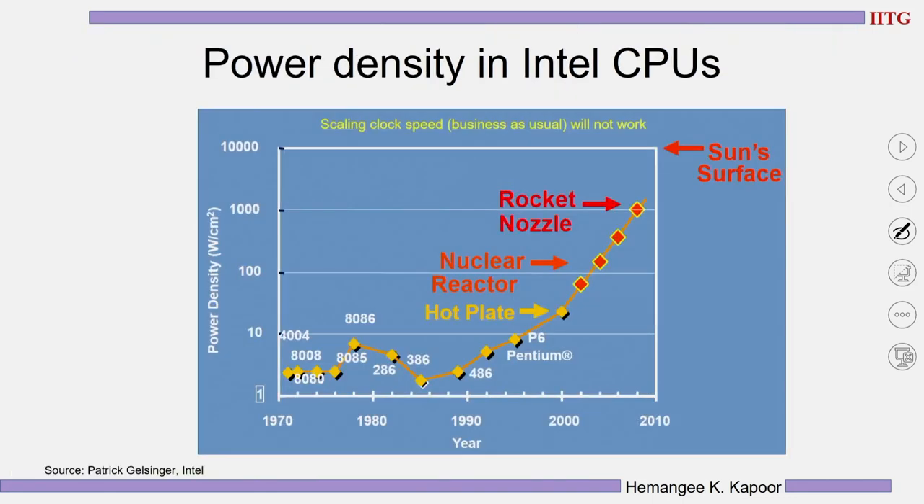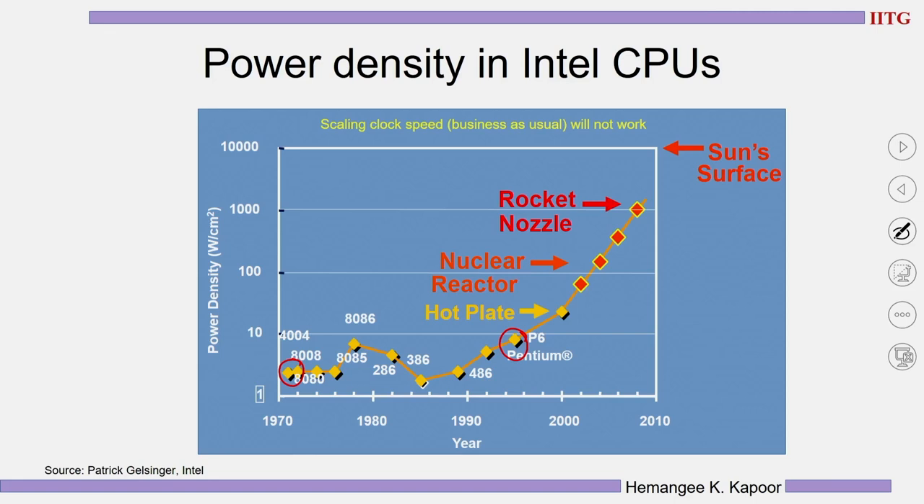Another motivational figure, which most of you must have seen, is the power density in Intel CPUs. Here, year after year, the transistors kept on increasing because of Moore's law, and we were able to design better and better processors, starting from the 4004 up to Pentium. Here we were able to keep the power below the expected limit, where the temperatures were a little below a hot plate.